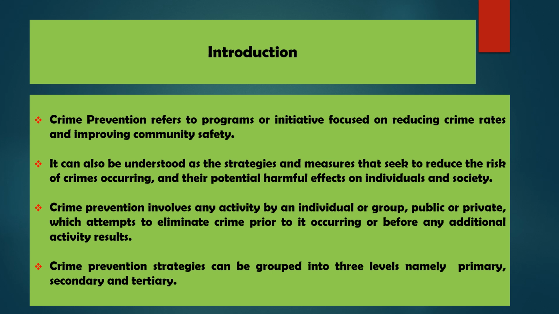And again, crime prevention strategies can be grouped into three levels. Level 1 is the primary, level 2 is the secondary, and level 3 is the tertiary. Let's spare time and understand what each of these levels mean and what it entails in terms of crime prevention.